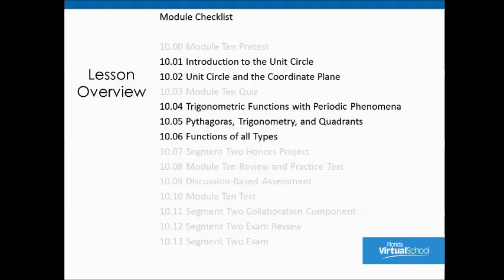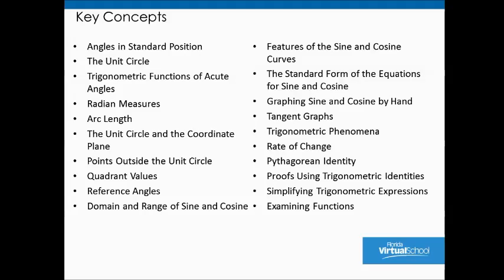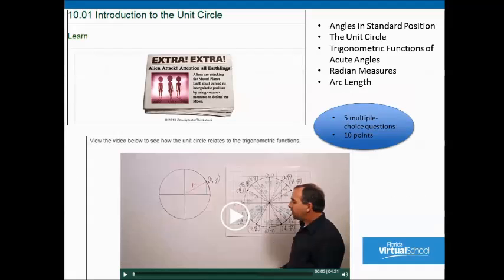The new lessons the students will be learning are 10.01 and 10.02, and then 10.04 through 10.06. The key concepts start anywhere from learning about the unit circle all the way to the Pythagorean identity, proofs using the identities, examining functions, unit circle and the coordinate plane. 10.01 deals with introduction to the unit circle.